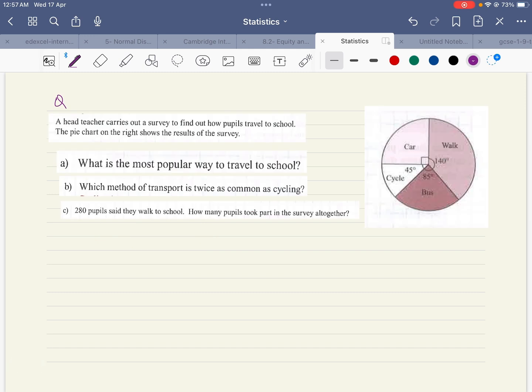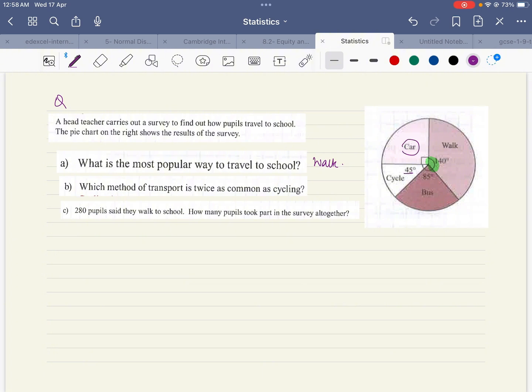There can be a reverse scenario where you have the angles and you need to calculate the number of people or number of anything regarding which the question is framed. The head teacher carries out a survey to find out how pupils travel to school. The teacher is trying to find out how many pupils travel by car, cycle, bus, and who comes on foot. What is the most popular way to travel? The most popular way is the one with the greatest angle. So that is walking.